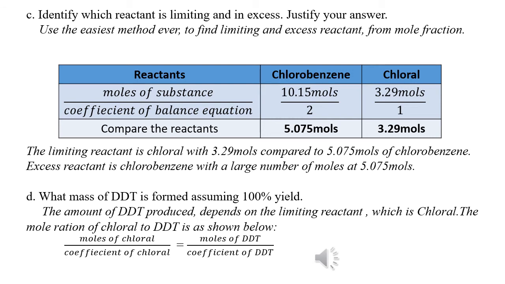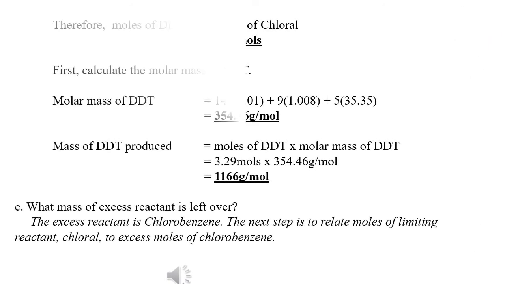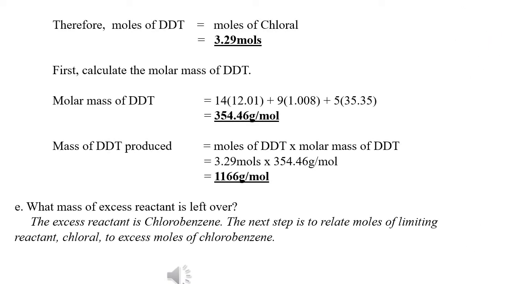Question 2, Part D. What mass of DDT is formed assuming 100% yield? The amount of DDT produced depends on the limiting reactant, which is chloral. The mole ratio of chloral to DDT is as shown. Therefore, moles of DDT equals moles of chloral, which is equal to 3.29 moles.